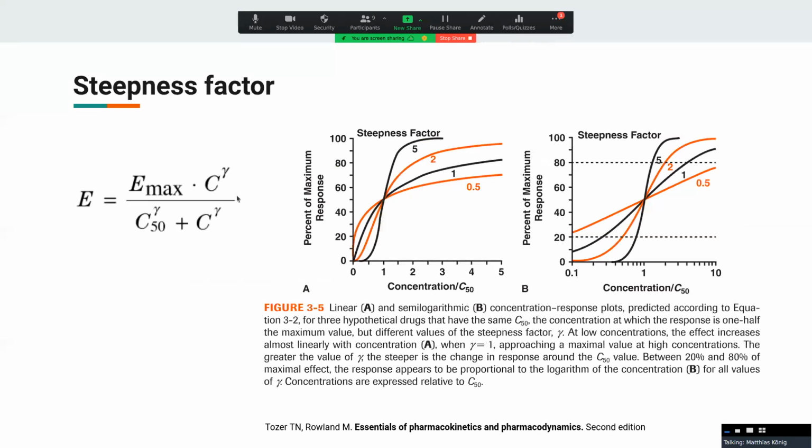The steepness factor, this gamma, is actually saying how fast is the switch in these curves, and the higher the factor is, the faster the switching behavior is. So you see for a gamma of 5, you have basically a switch-like behavior, so that almost nothing happens below the half maximum value, and then you get a very fast, almost full response if you have a little bit more drug. For the smaller gammas, you have a broader range of concentrations where you see a change in the response.